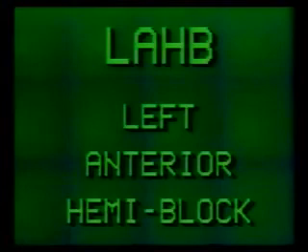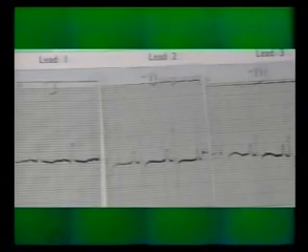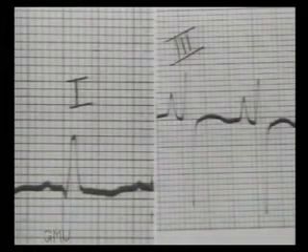Left anterior hemiblock. The left bundle branch has two fascicles, anterior and posterior. Sometimes only the anterior fascicle of the left bundle branch is affected, causing pure left axis deviation. This is called as left anterior hemiblock. It is suspected when there is left axis deviation with no other causative factor, with QR pattern in lead 1 and RS pattern in lead 3. The QRS is slightly widened but not to 3 small squares.